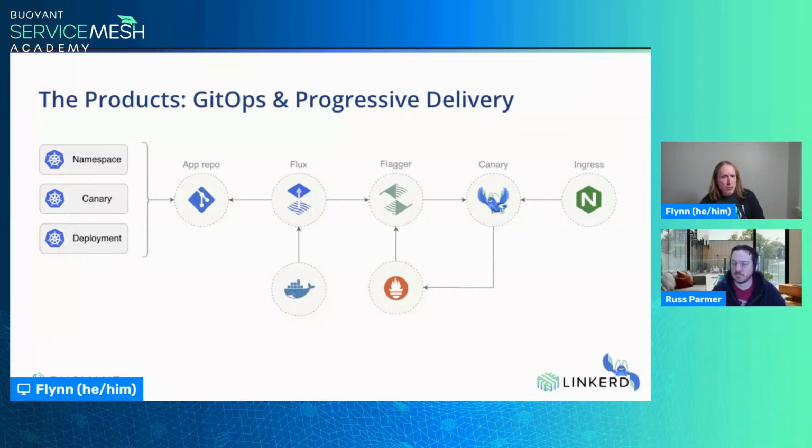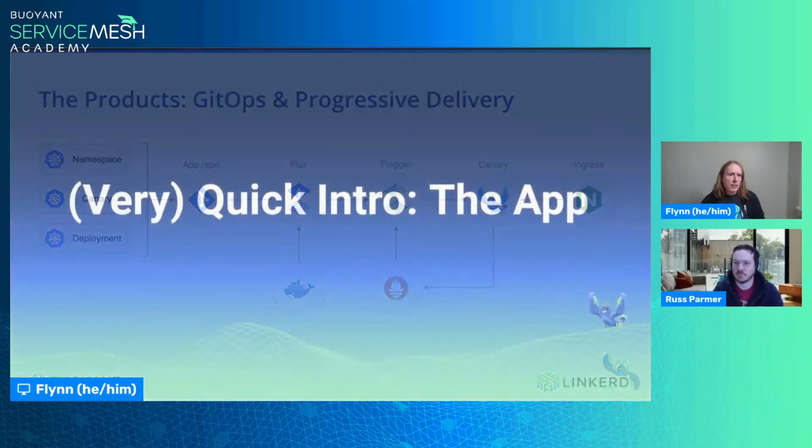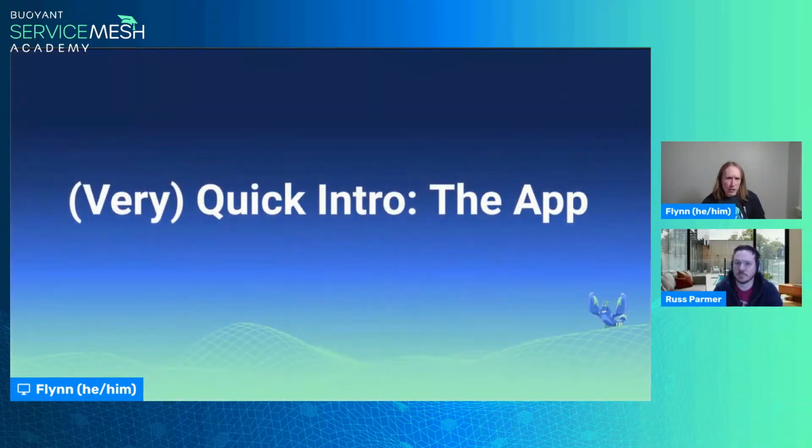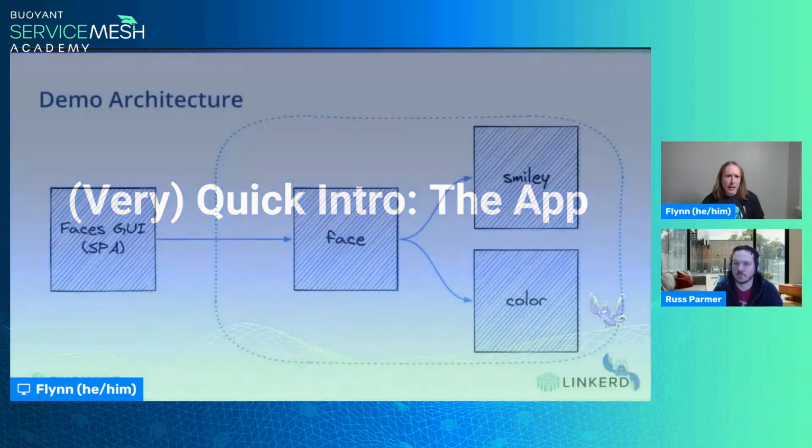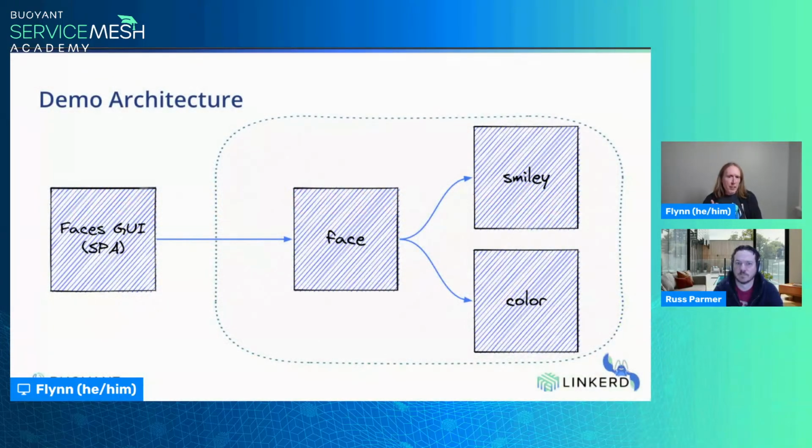We've talked a little bit about service meshes. We talked a little about GitOps. We've talked a little bit about the products we're going to use. Let's talk a little bit about the application that we're going to use during this demo. This is a simple thing called the Faces demo. It was deliberately designed to demo something easy to understand that still has a call graph that's more than one layer deep. So we've got a GUI, it's a single page web app that is talking to a face service.